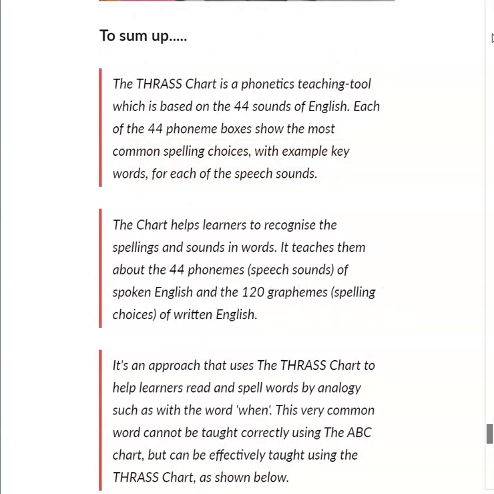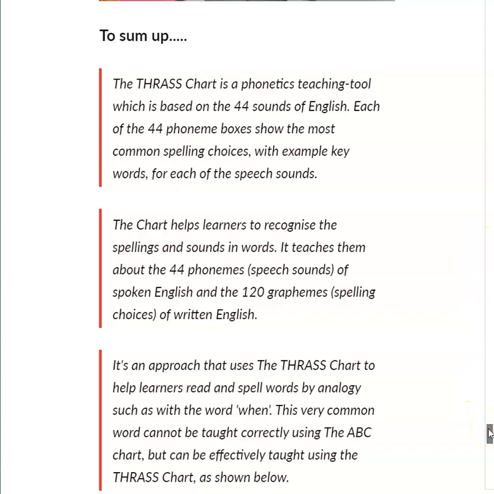So to sum up, the Thrass chart is a phonetics teaching tool which is based on the 44 sounds of English. Each of the 44 phoneme boxes show the most common spelling choices for each sound, with example keywords for each of these speech sounds. The chart helps learners to recognize the spellings and sounds in words, and it teaches them about the 44 phonemes of spoken English and the 120 most common graphemes of written English.